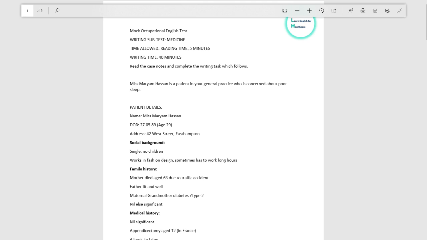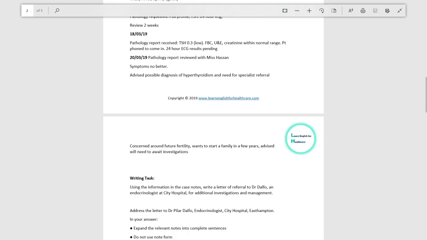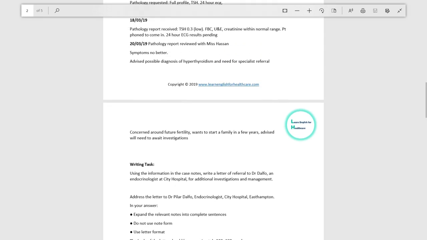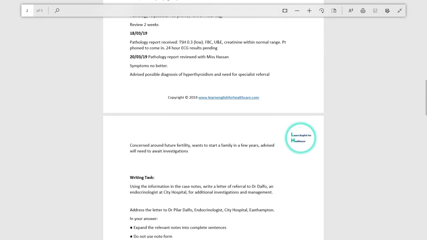Okay, so if we have these case notes in the exam, the first thing we're going to do is go to the end and look at the writing task. We can see we're writing a referral letter to an endocrinologist, and the reason is we would like additional investigations and management for this patient. We can then look into the most recent entry, skim read, and see we're looking at a possible diagnosis of hyperthyroidism, for which we need a specialist referral. So that is the reason we're writing.